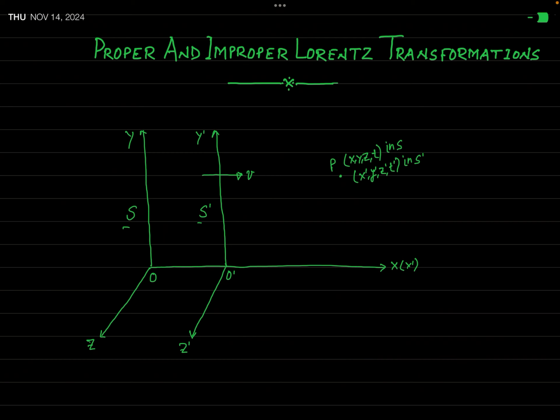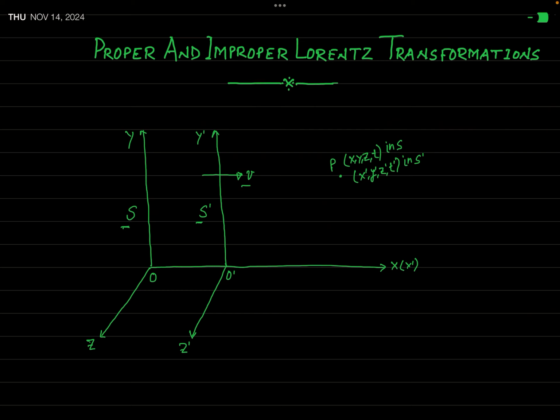For simplicity, I have shown in this figure that the inertial frame S dashed is moving with a constant velocity v in the x direction relative to S. So the velocity of S dashed is v relative to S in the x direction. You can also say that the velocity of frame S with respect to S prime will be minus v, that is, in the negative x direction. So these two frames are in relative motion.